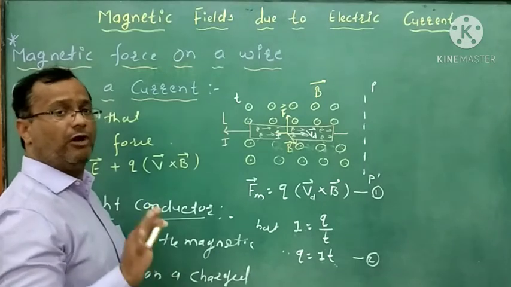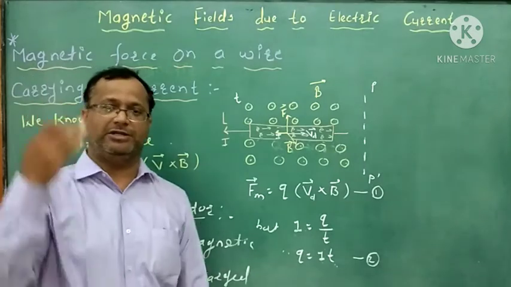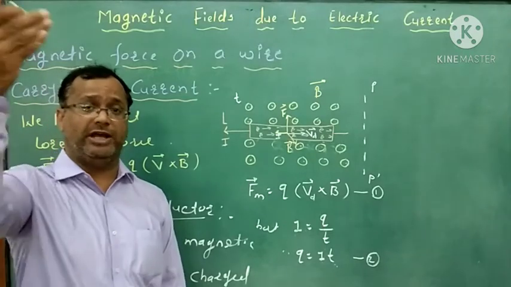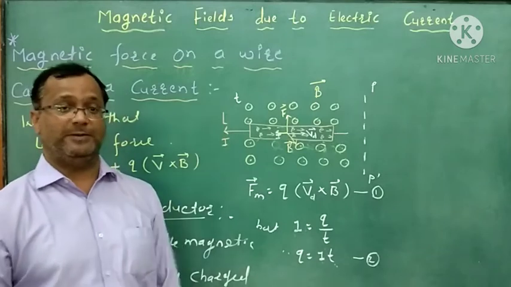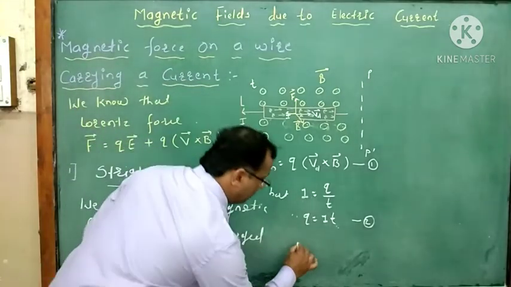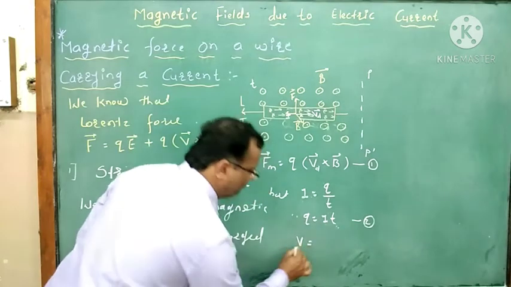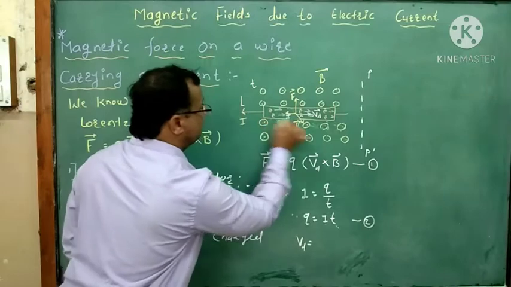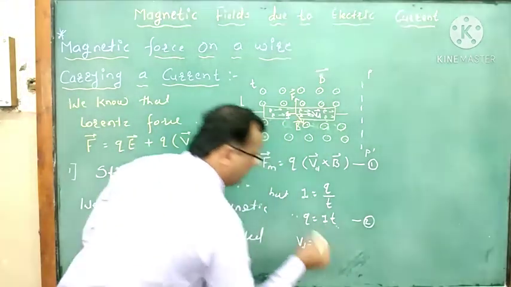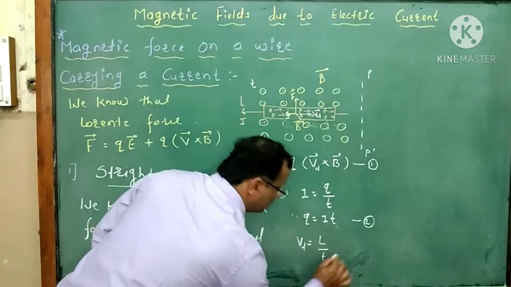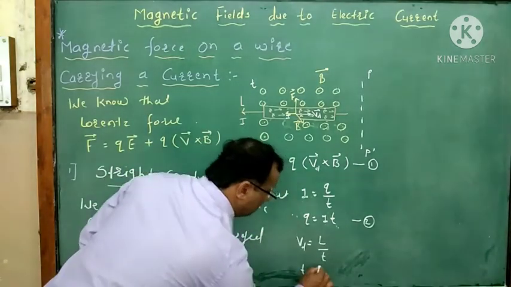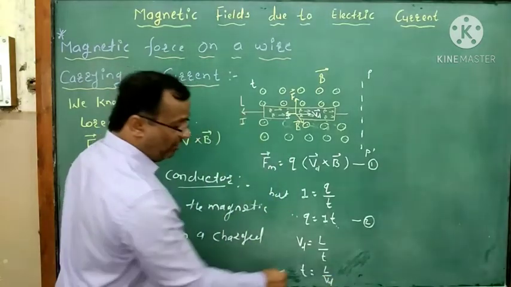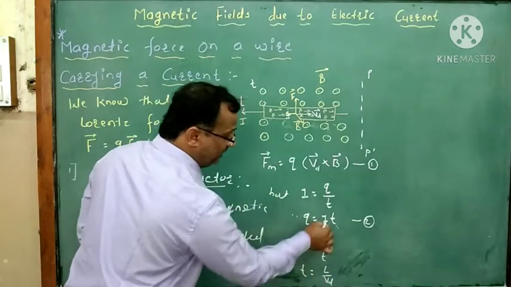We know the simple formula of velocity. Velocity is displacement upon time. In terms of magnitude, distance upon time is the velocity. So V, that is the drift velocity, is equal to the distance. Here distance is L, so L upon time. Time is T. So T is equal to L upon V.